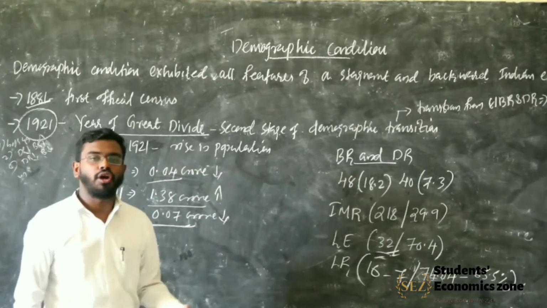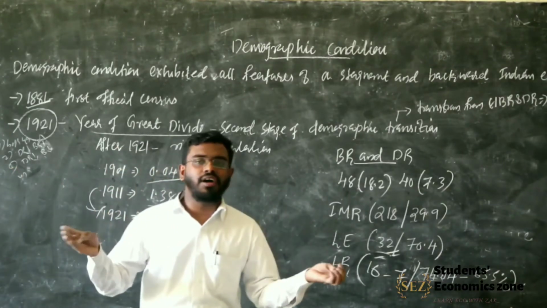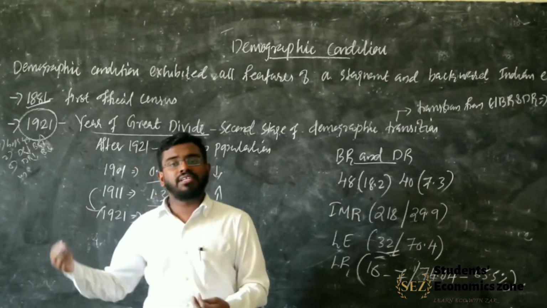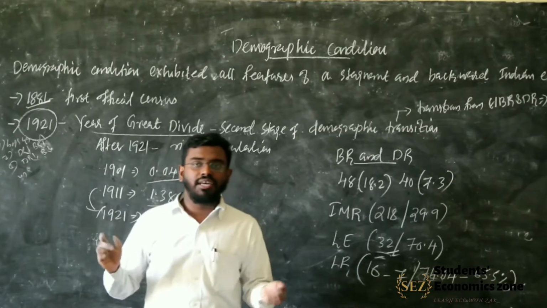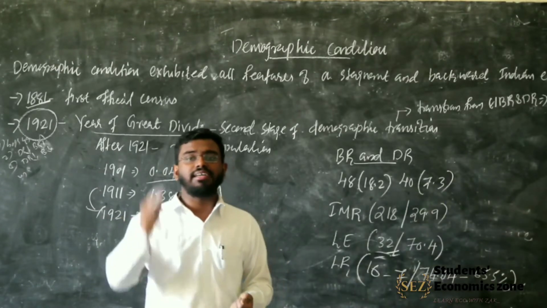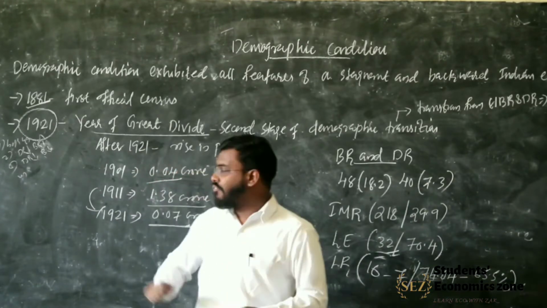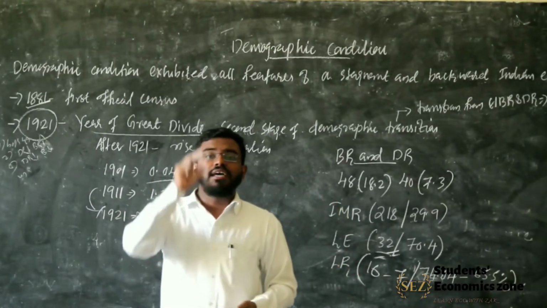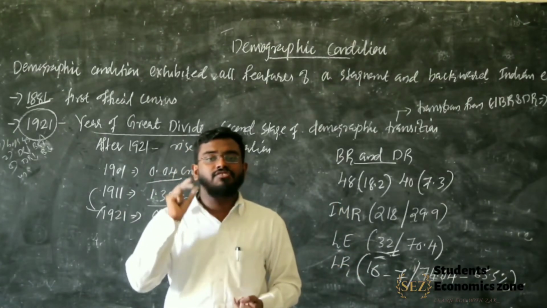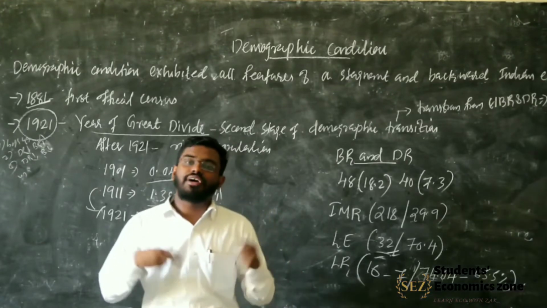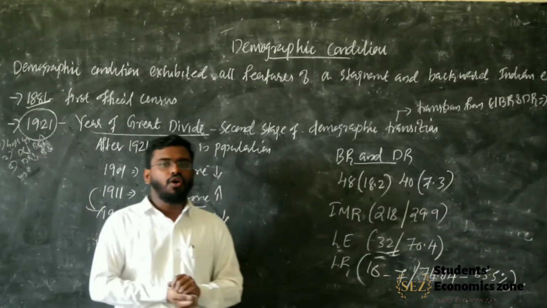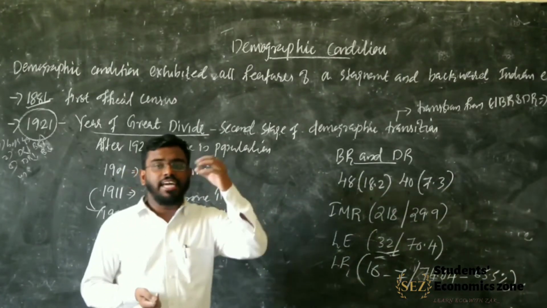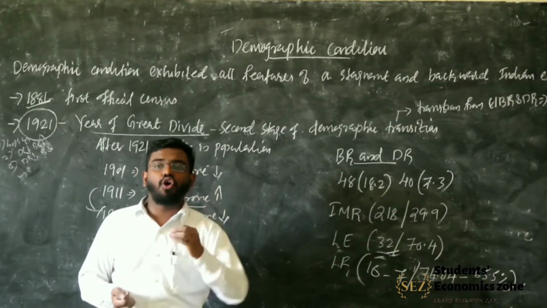So from 1921 onward, population did not start to decline. Population started rising only. There we can see a constant rise in our population growth from 1921 onward. So that's why 1921 is treated as the year of Great Divide.